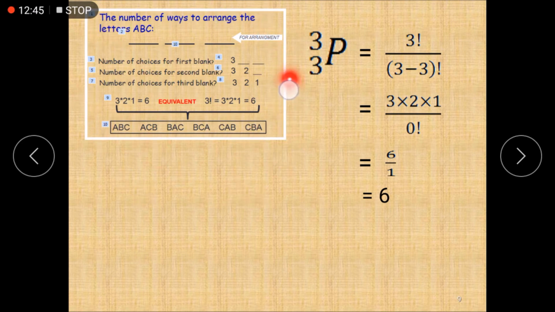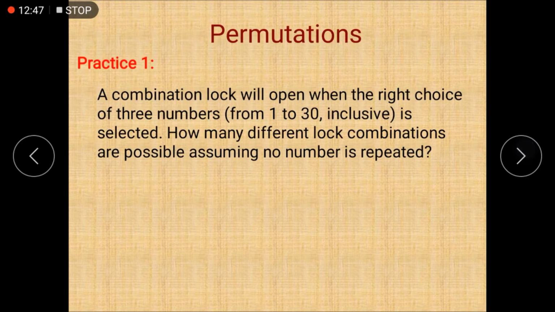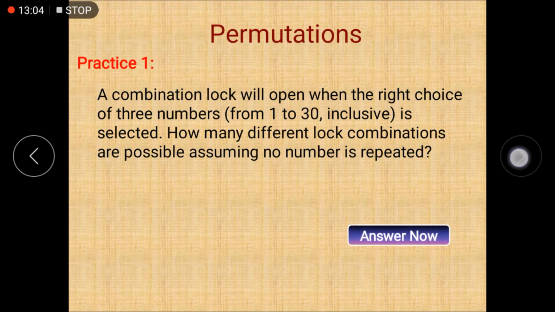Now we see one practice here. A combination lock opens with a choice of 3 numbers. So the spaces we need are 3 only, but we have a choice from 1 to 30. Inclusive means including 1 and 30. So you have to have logic on that. You said no number is repeated, meaning when you use the number 1, then you cannot use 1 again.